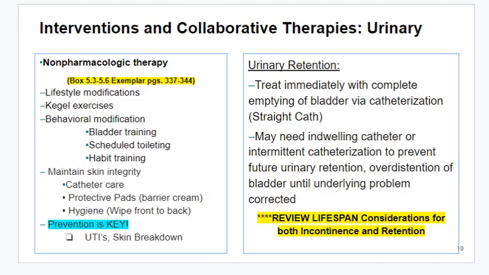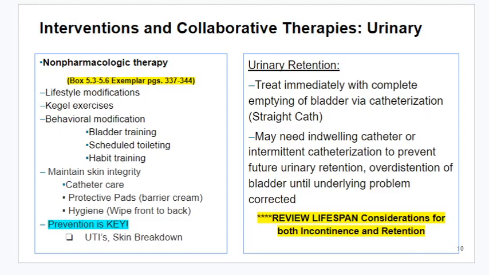So some interventions and then collaborative therapies for our urinary system. Talking about our non-pharmacological therapies, there is a box roughly in those exemplar pages on 337 to 344. I would highly recommend you be very familiar, especially with the different types of incontinence and what we can do without medications, those therapies, those recommendations for those specific types of incontinence. Really make sure that you do read over those sections and understand which ones go with which type of incontinence.